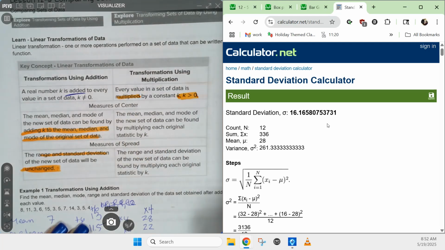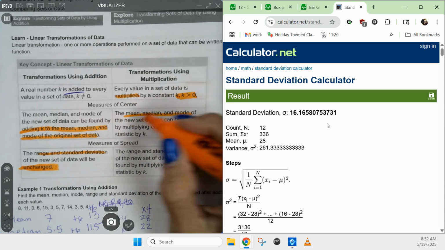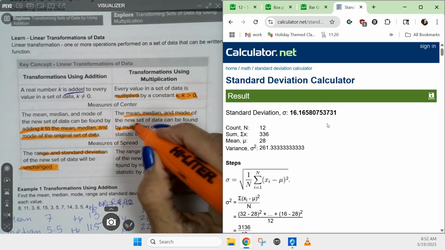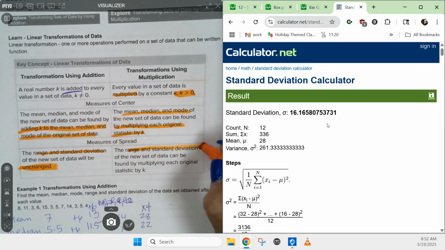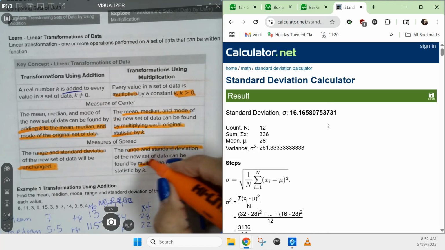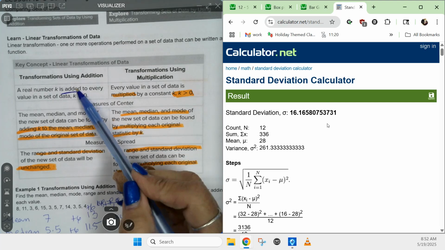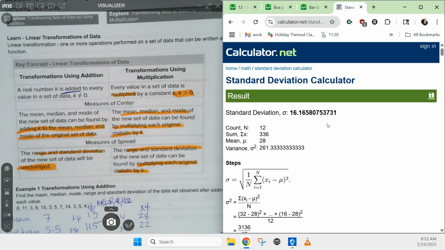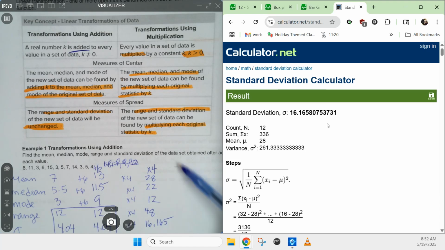Now, when we're multiplying, and its constant is greater than 0, the mean, median, and mode of the new set is the original statistic multiplied by k. The range and the standard deviation can be found by multiplying each by k. So when you do addition, the only thing that changes are the mean, median, and mode. If you're multiplying, what changes is everything, and it's multiplied by that number.